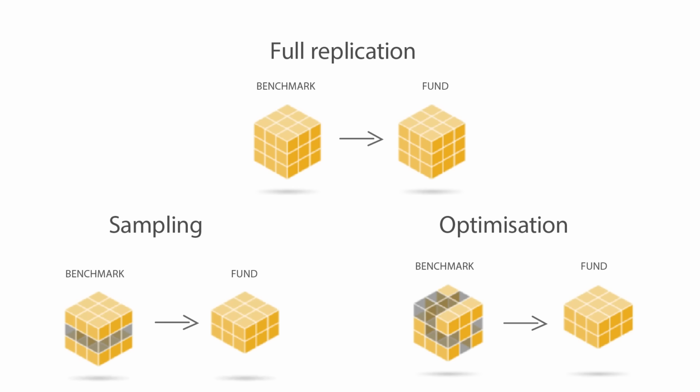Huh? What's that? Basically, in a full physical replication method, the index would just buy up all the securities that make up the index. On the other hand, the optimized sampling method would just buy the most representative samples to match the index based on correlations, exposure, and risk. While the optimized sampling method is cheaper, the issue with that is that this may lead to bigger tracking errors.